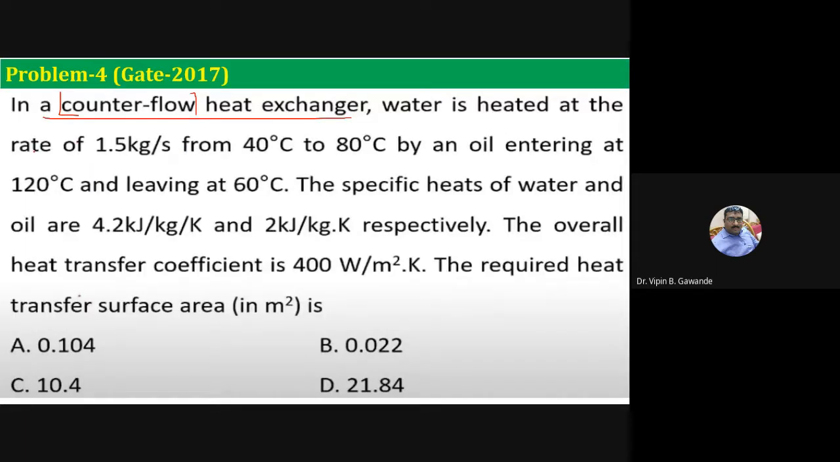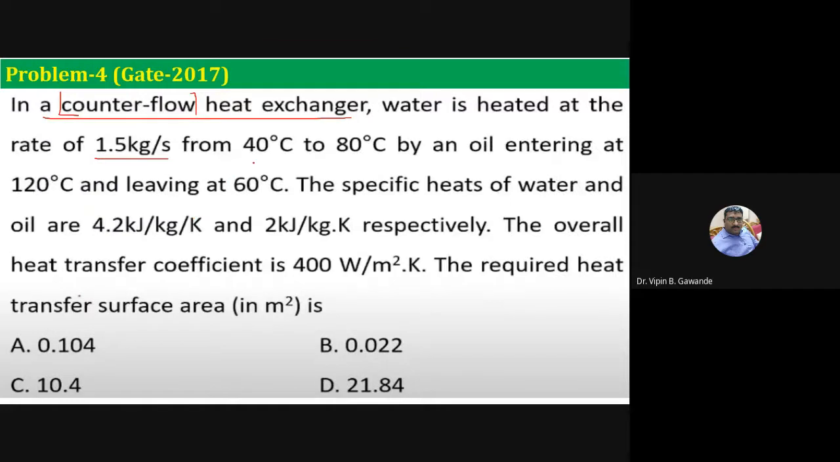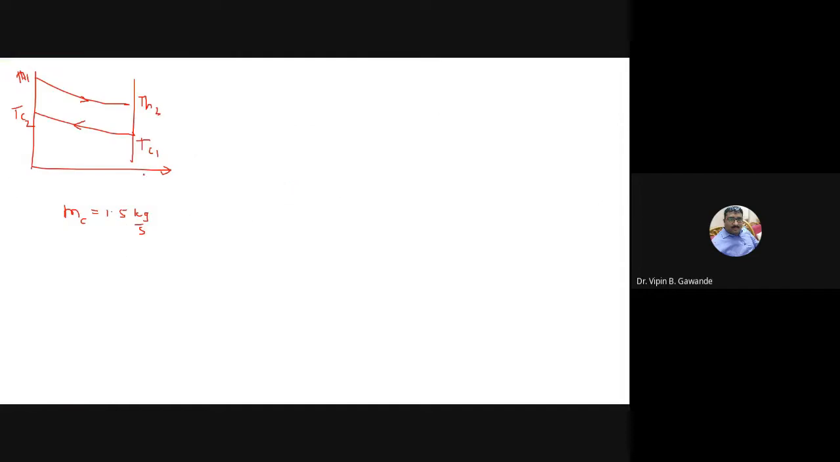Water is heated at the rate of 1.5 kg per second. So water, we will take this as the cold fluid, 1.5 kg per second, from 40 to 80. So the water temperature is increasing from 40 to 80. This is 40 degrees Celsius and this is 80 degrees Celsius.